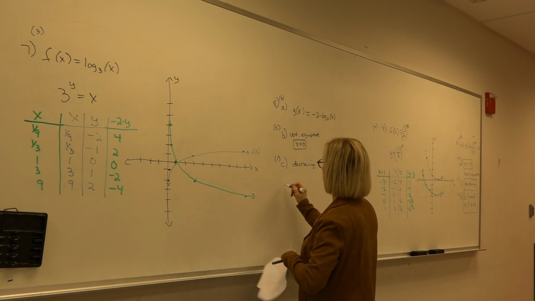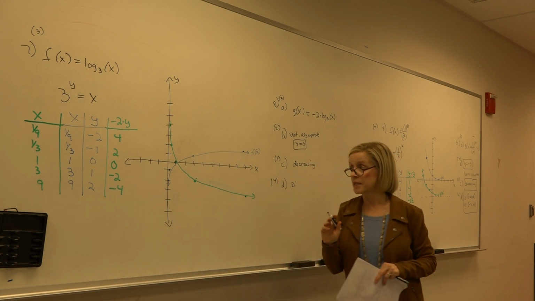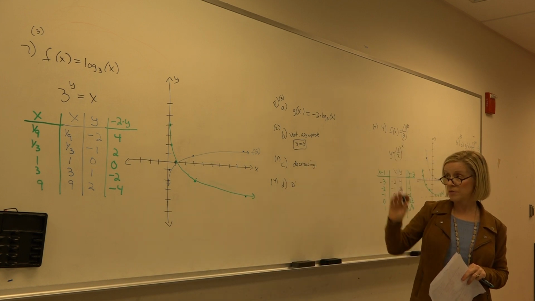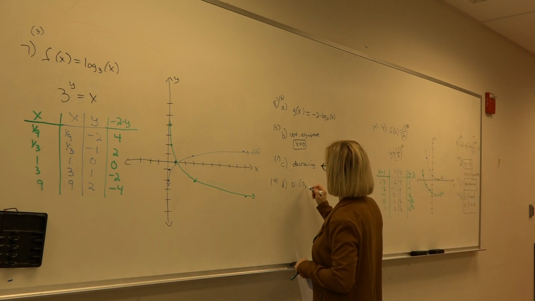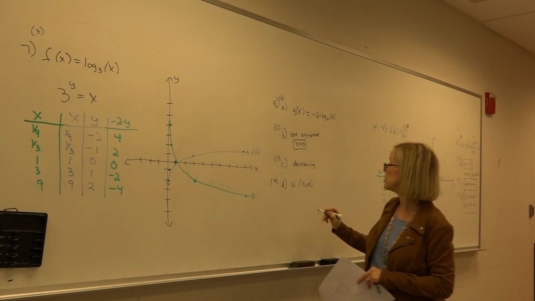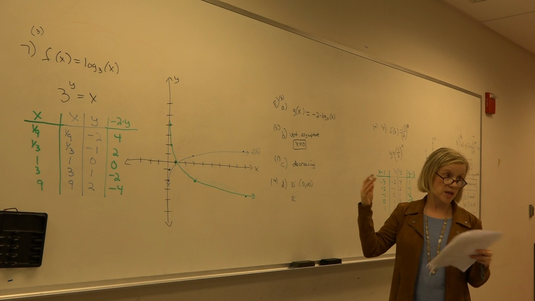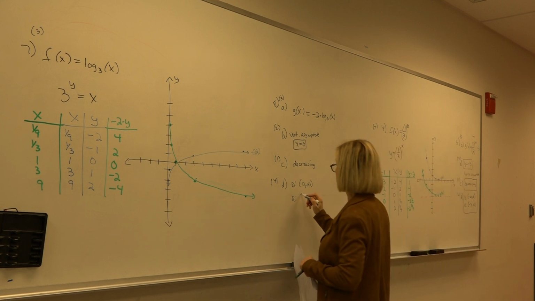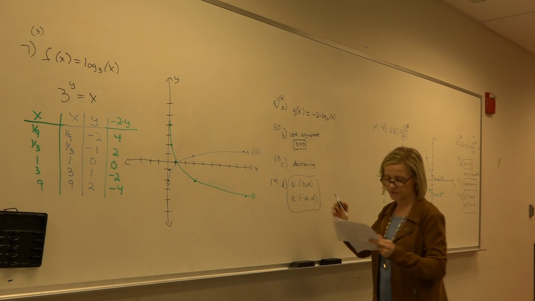In d, domain and range of the green function, this is worth 4 points. So the domain is normally 0 to infinity on a logarithmic function. We did not have a horizontal shift, so that remains the same. 0 to infinity, not including 0. Notice it gets closer and closer to 0, but not quite there. The range is all real numbers. Stretching it and reflecting it is not going to affect all real numbers. So the range is negative infinity to positive infinity.